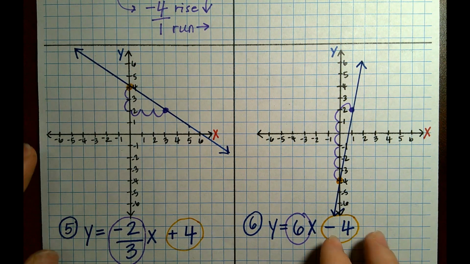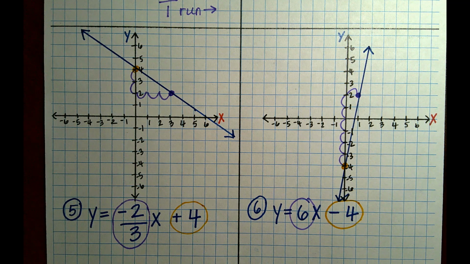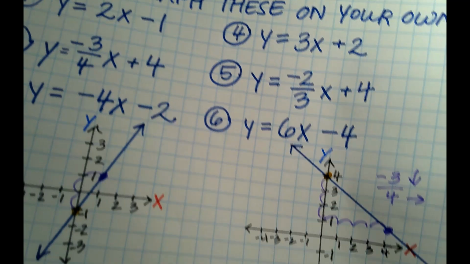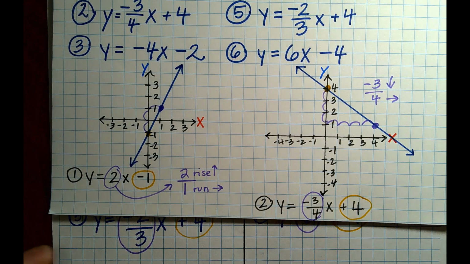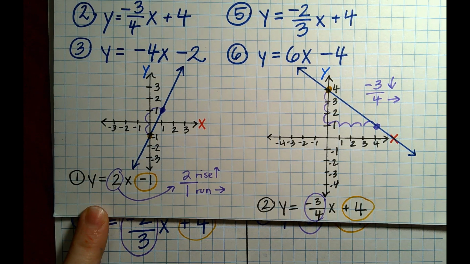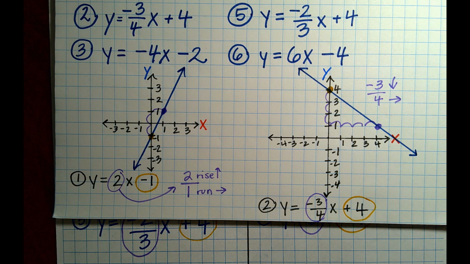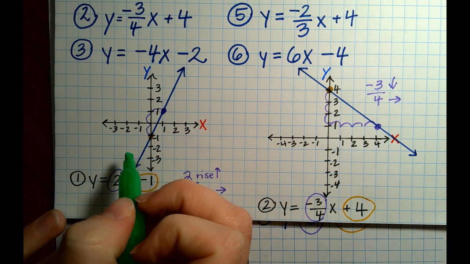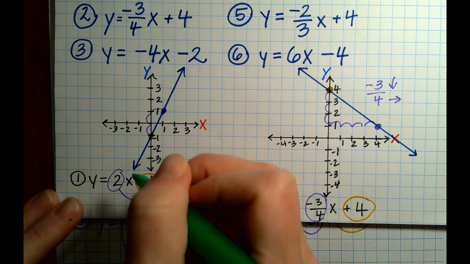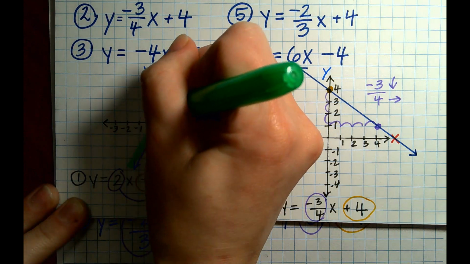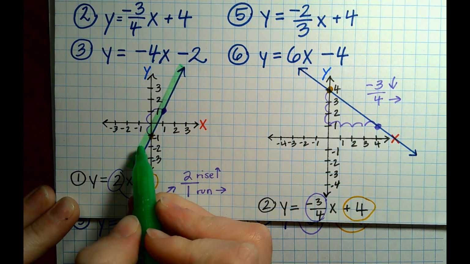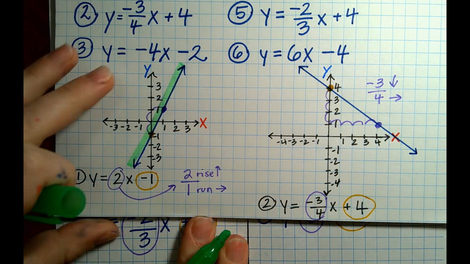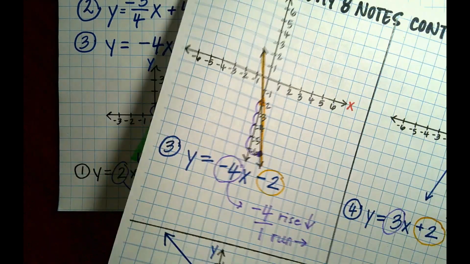Now, something else we might notice as we look at all of these lines that we've just graphed, I'm going to go back to the first problem. Do we have a positive slope or a negative slope here? Positive. So when we have a positive slope, our line going from left to right will be going up. Positive lines move up. Let's look at the other lines that have positive slopes.